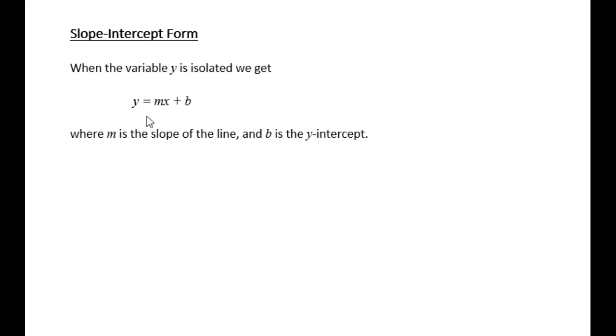Here's the formal definition. When the variable y is isolated, we have the form y equals m times x plus b, where m is the slope of the line and b is the y-intercept. If we write the y-intercept as an ordered pair, b is the y-coordinate and the x-coordinate is 0. So we get both the y-intercept and the slope of the line when we write the equation in this form. Remember that the slope is just the number or the coefficient in front of the x. The variable x is not part of the slope. Let's look at an example.